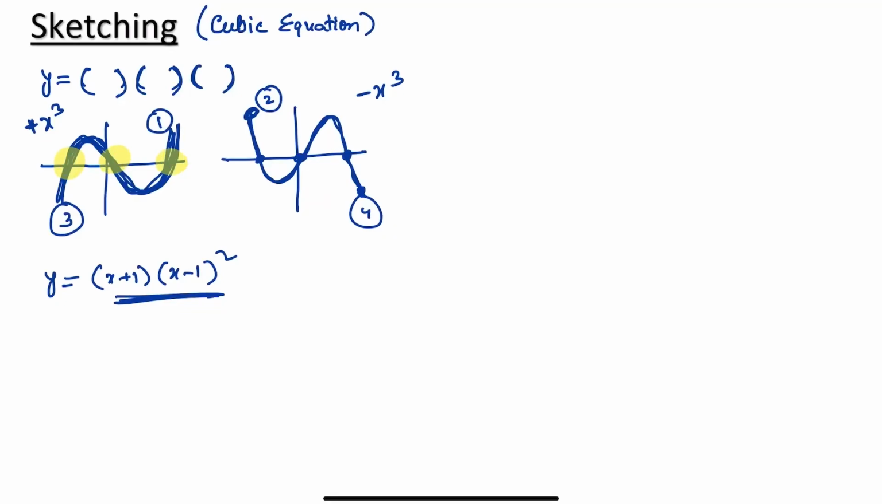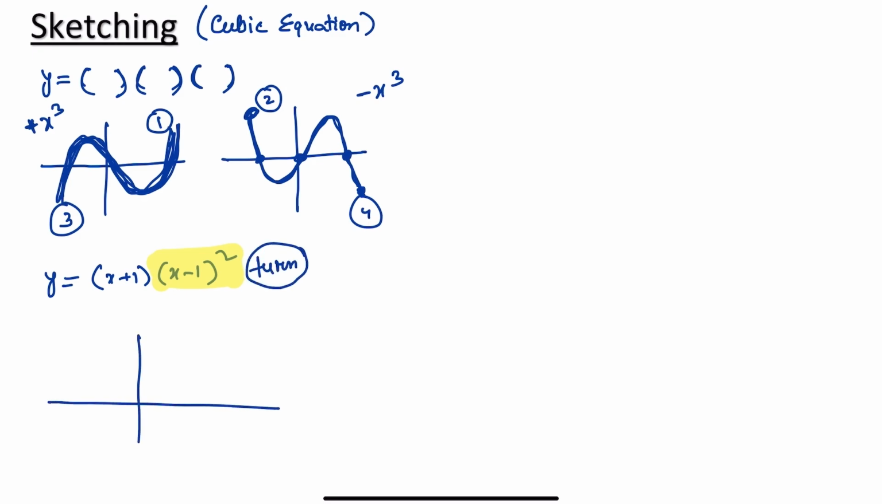Initially we had 3 coordinates at the x-axis. Now we only have 2 coordinates at the x-axis, x equals -1, x equals 1. So whenever we have a repeated root, remember, whenever we have a repeated root, we need to have a turning point there.